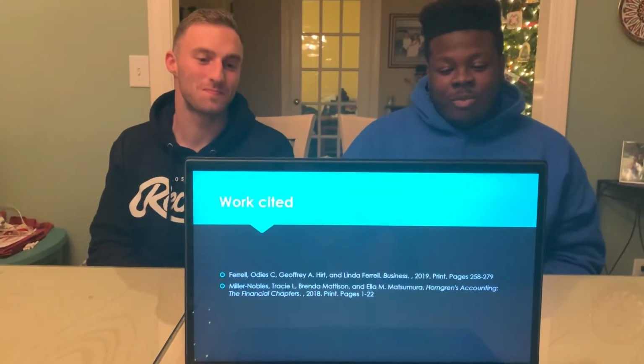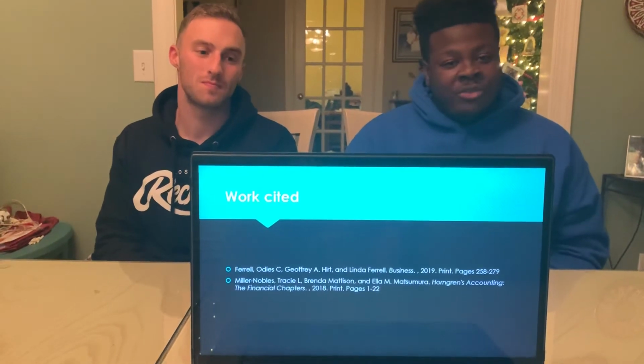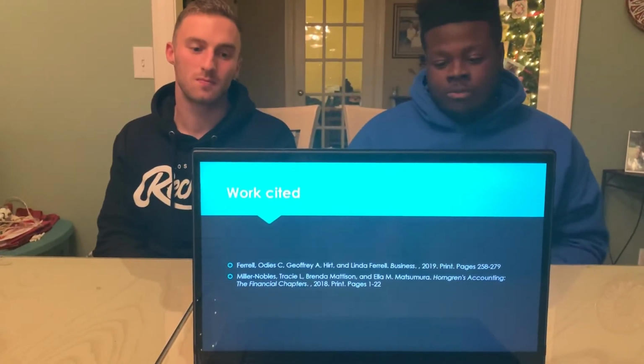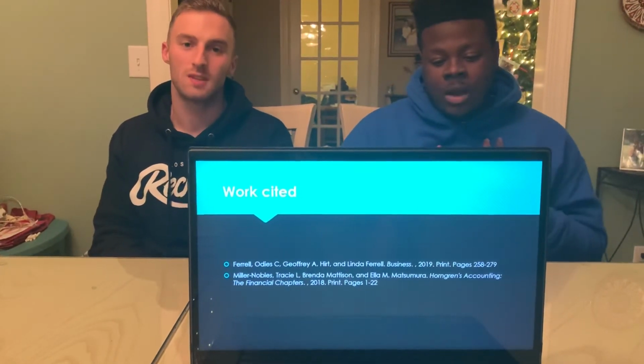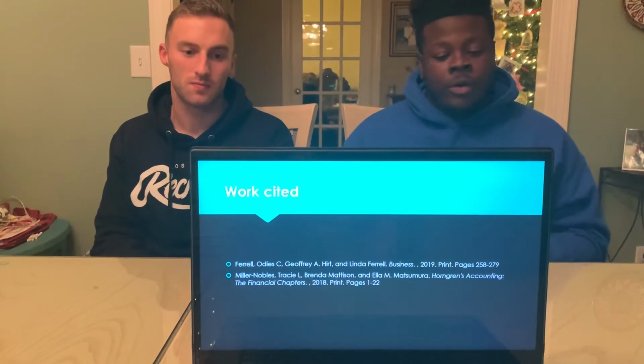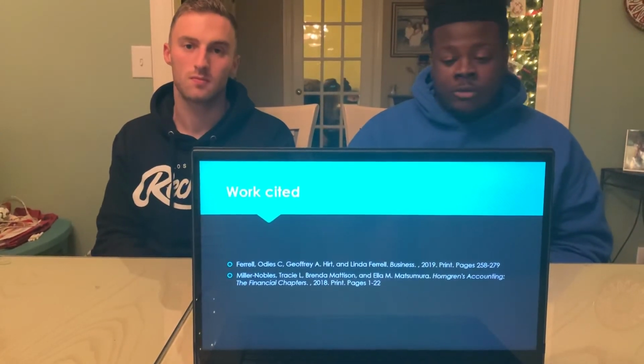So just to cover ourselves so we don't get a bad grade, we put our works cited on here. We used our book for our class and also a book for another class, which is our accounting class.